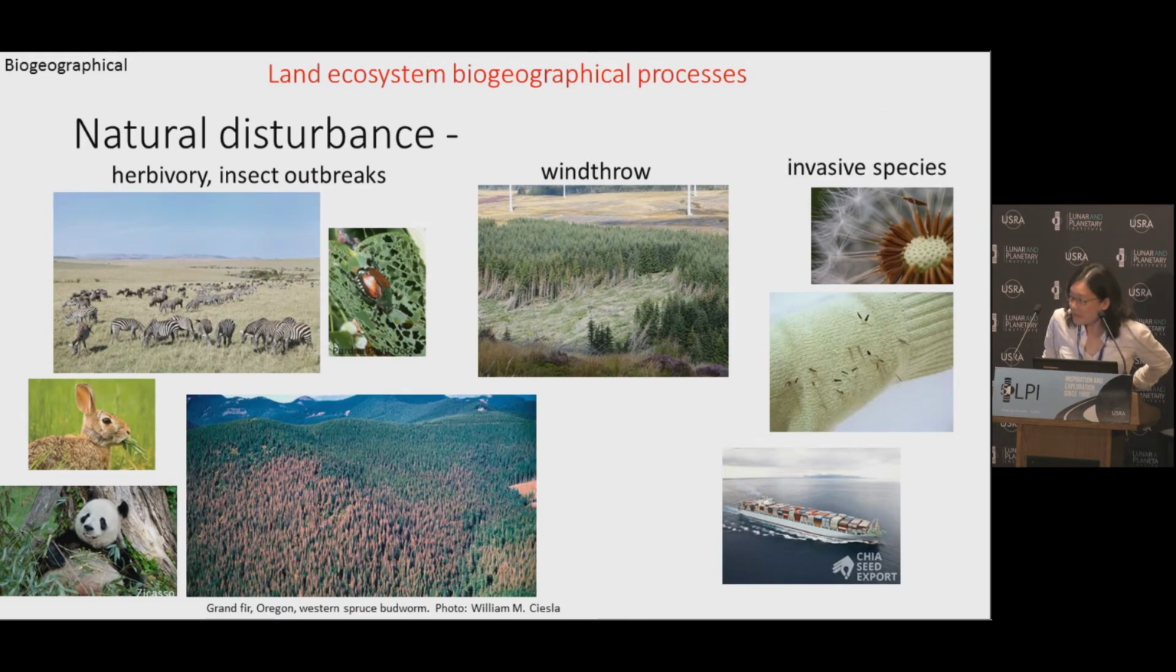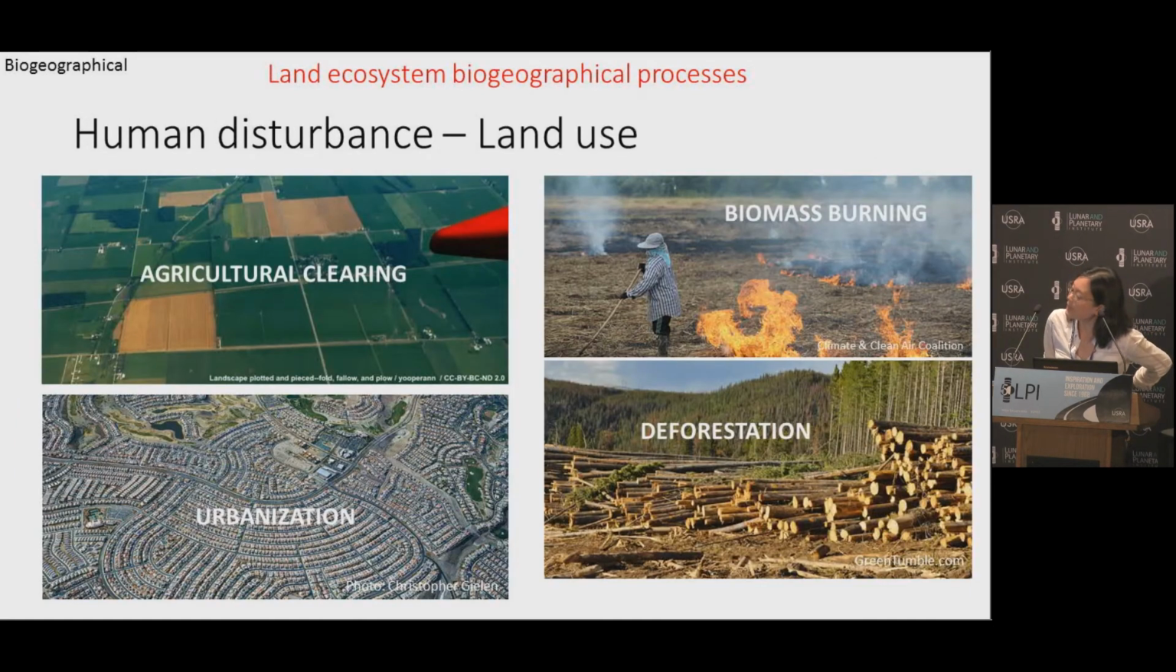Other disturbances alter the landscape. There's herbivory and insect outbreaks. Below is a spruce budworm outbreak in Oregon, where you can see large areas decimated. Also wind throw, and invasive species due to transport of seeds from other places. Humans are the major driver of cover change nowadays. We're in the Anthropocene, so there's conversion of natural systems to agricultural land, biomass burning, urbanization, and also deforestation.